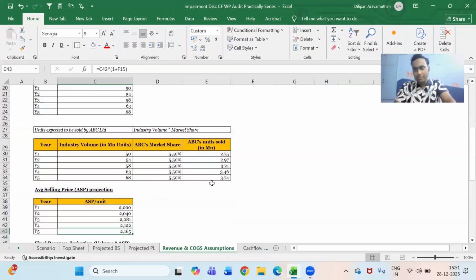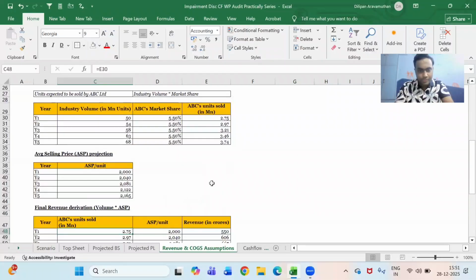Now, basically, to find out the revenue, what do we know? We know the number of units sold. We know the price per unit. Basically, number of units sold into price per unit would give the revenue for each of the projected years. I hope that is very clear. That's what we've done below. 2.75 million units into 2000 per unit. We get a number that is in millions.